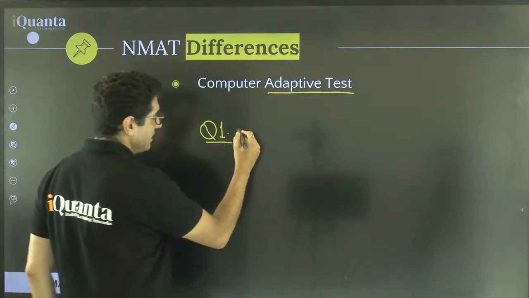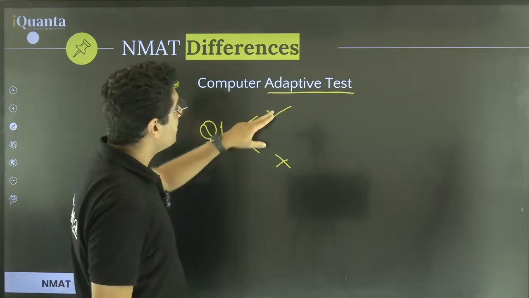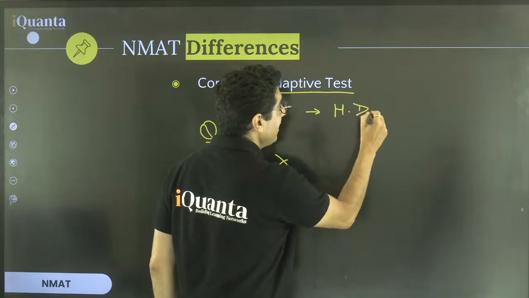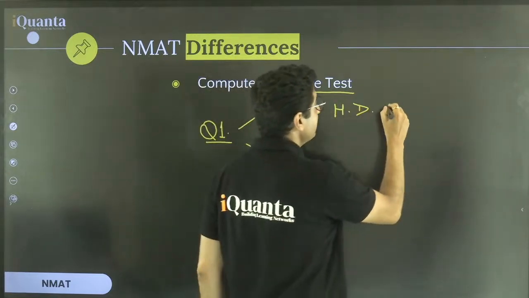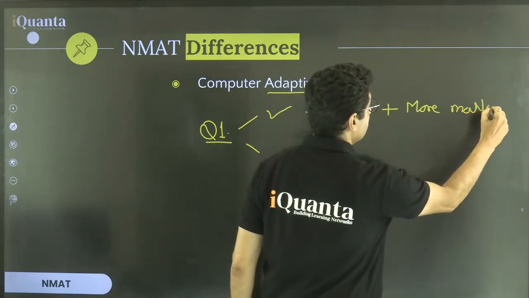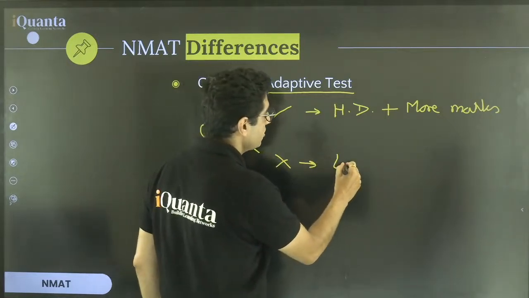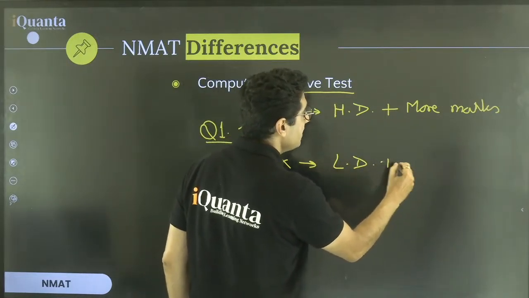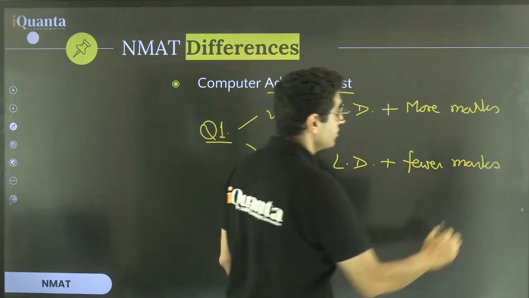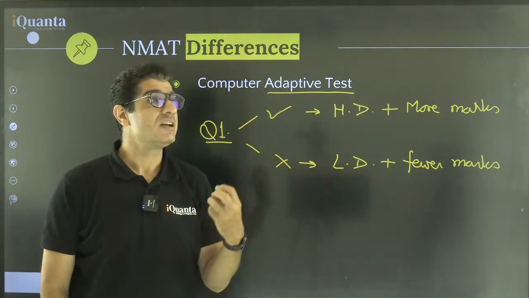Now, what will happen is that you'd get this question either right or wrong. If you get it right, the next question that you get will have a higher difficulty level, plus it will carry more marks. On the other hand, if you get that question wrong, the next question will have a lower difficulty level and it will carry fewer marks.